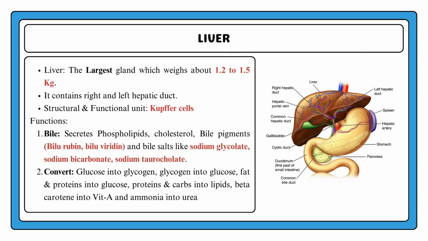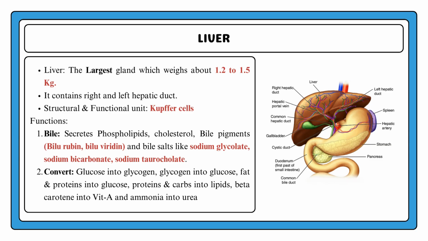Let's see the liver. The liver is the largest gland, which weighs about 1.2 to 1.5 kilograms. Now see the diagram. The liver contains right and left hepatic ducts. The structural and functional unit of the liver is the Kupffer cells. The main functions of the liver: the bile secretes phospholipids, cholesterol, bile pigments namely bilirubin and biliverdin, and bile salts like sodium glycocholate, sodium bicarbonate and sodium taurocholate.